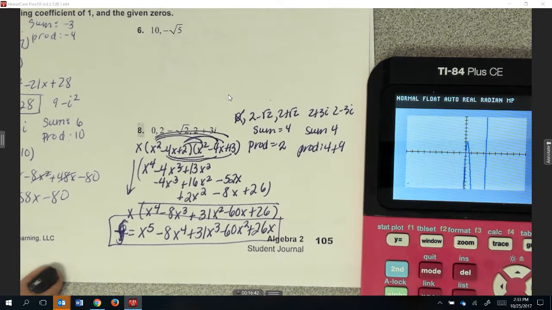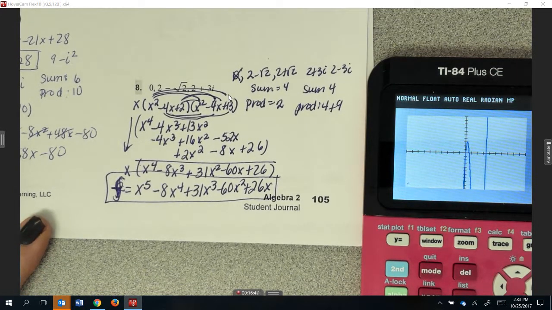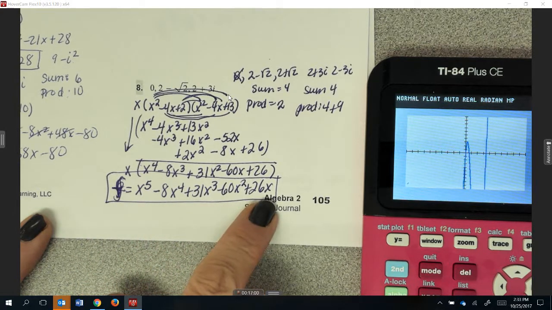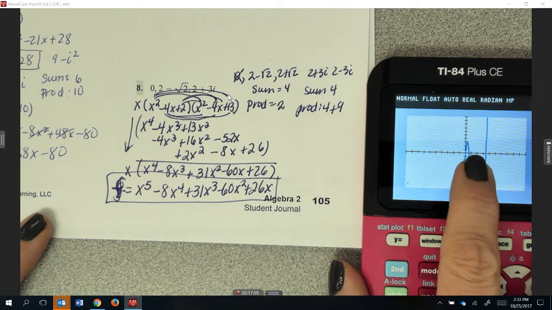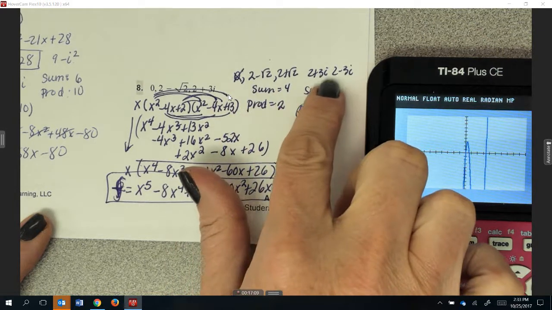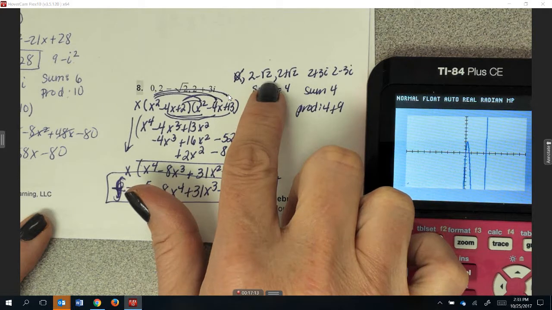Uh-oh, I have a mistake. What'd you guys get? First of all, how do I know that I have a mistake? Just by looking at my graph. I'm checking this. This is what I got. That's right. I'm only supposed to have one real zero of zero, and I'm getting some other ones here. Oh, actually, I take that back. I have two imaginaries. So those two I should not see, but these two I should see.